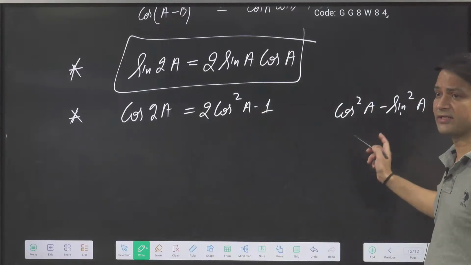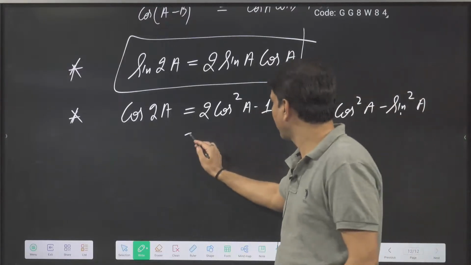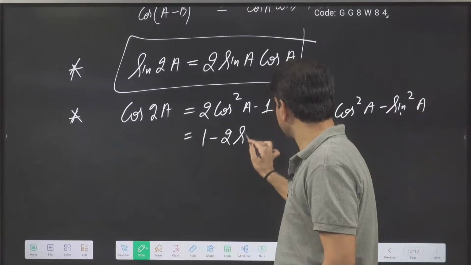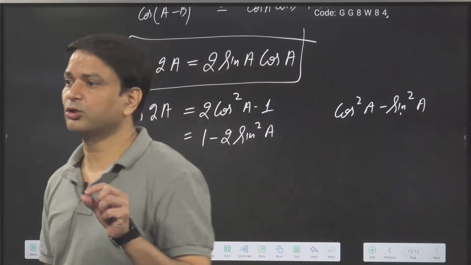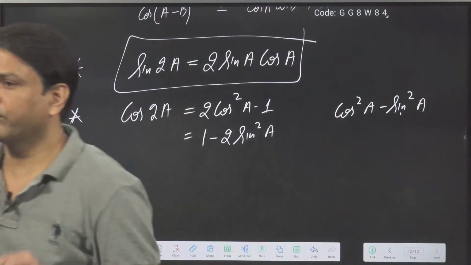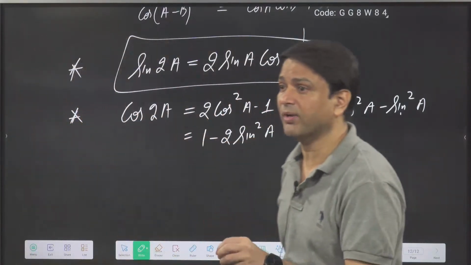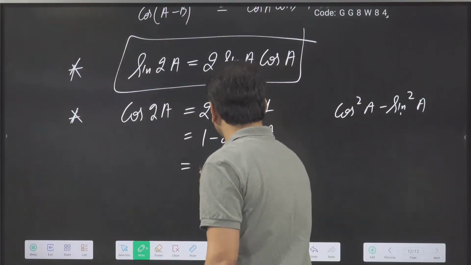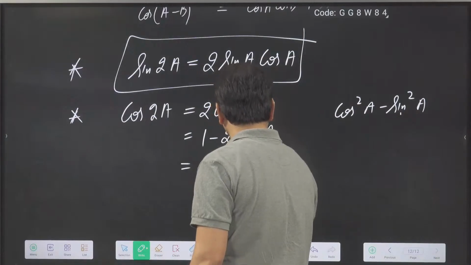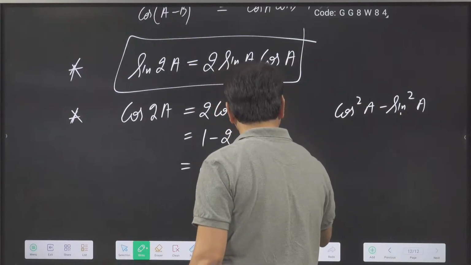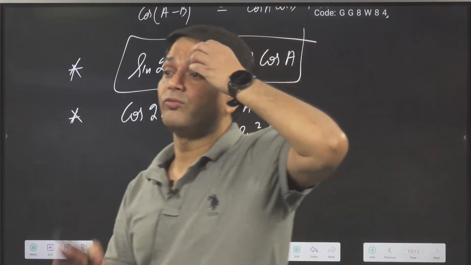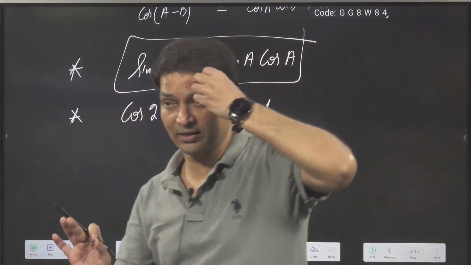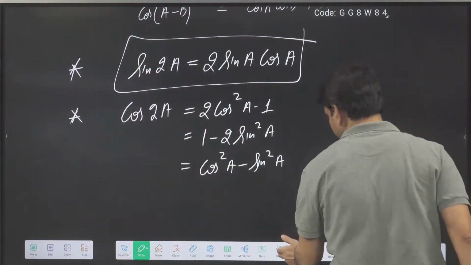If I want to write it in terms of sine, then I can write the reverse: 1 minus 2 sine square a. So if you want to write only in terms of cos, then 2 cos square a minus 1. If you want to write in terms of sine, then 1 minus 2 sine square a. And in terms of both, the formula is cos square a minus sine square a. So keep these formulas with you, and whenever required, we just have to revise them.